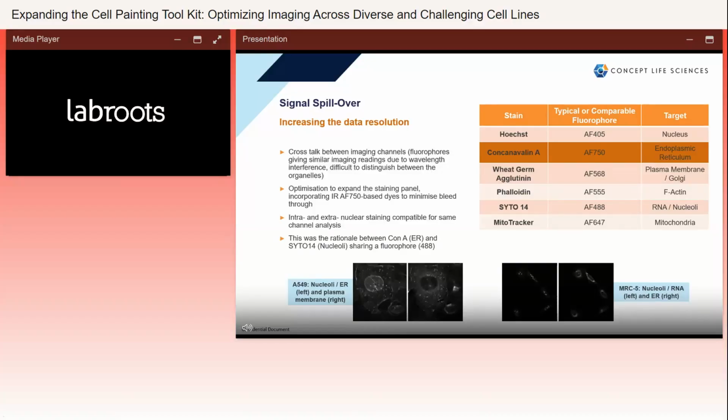Now, the image at the bottom left shows both nucleoli, endoplasmic reticulum, and plasma membrane staining using the standard cell painting panel. While differential staining can be observed, signal can be detected in both channels that makes identifying specific organelles difficult. Swapping the endoplasmic reticulum stain to a different fluorophore, in this case Alexa Fluor 750, as shown on the right, significantly reduces the signal spillover and allows differentiation of the distinct organelles.